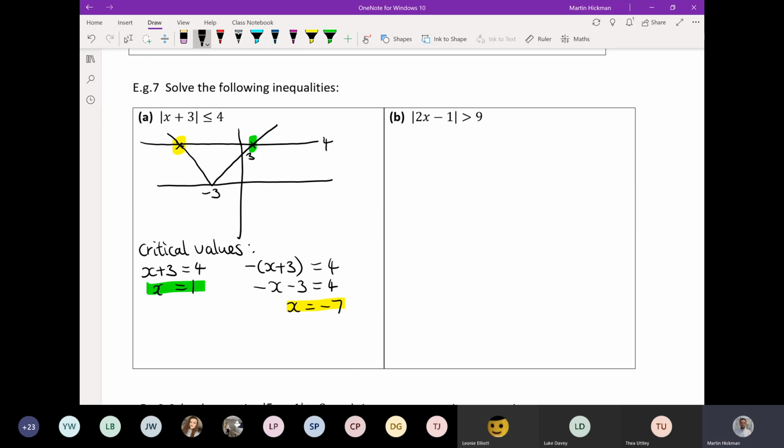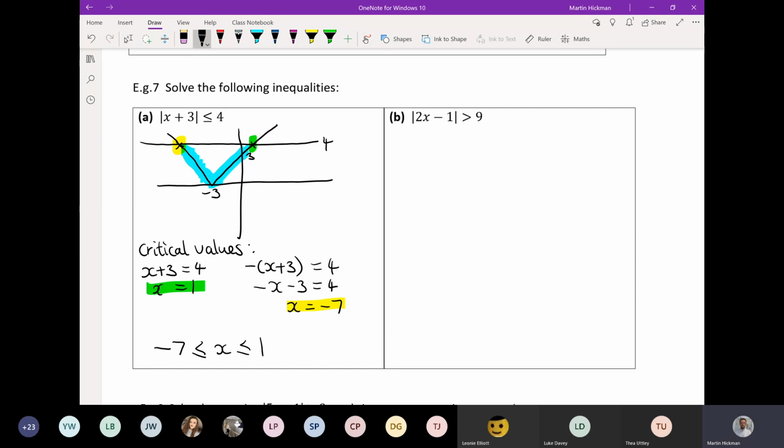So because we're looking at where the modulus of x plus 3 is less than or equal to 4, what I'm looking at is everything that is under 4. Okay, it's less than or equal to 4, so I need to look at everything that's under that 4. So from my sketch, I can see that it's between -7 and 1. I'm putting less than or equal to signs because I've got less than or equal to in the question.